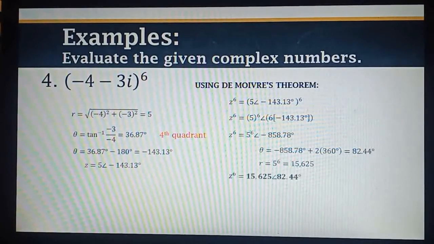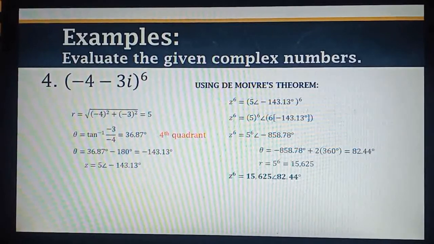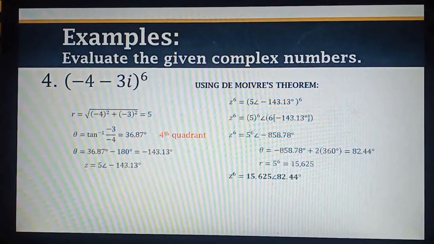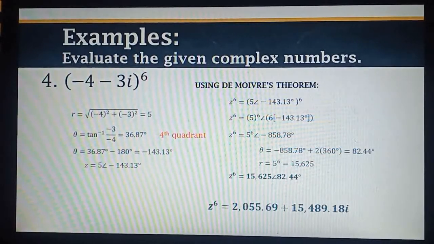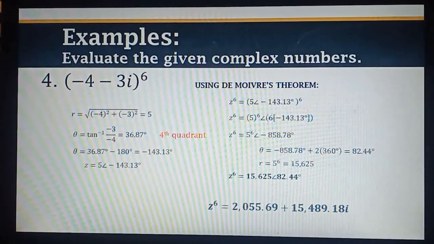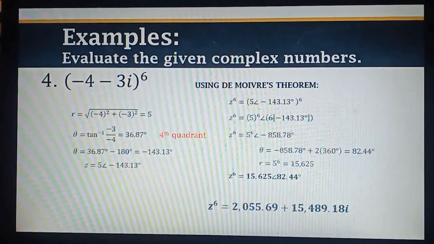15,625. So our z raised to 6 is 15,625 at angle 82.44 degrees. So the equivalent rectangular form of the z raised to 6 is 2,055.69 plus 15,489.18 i.